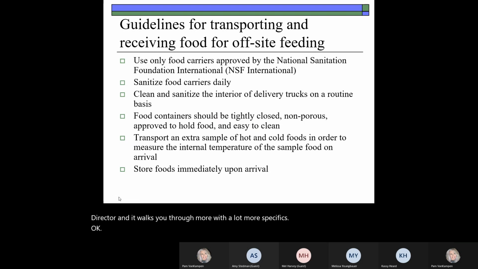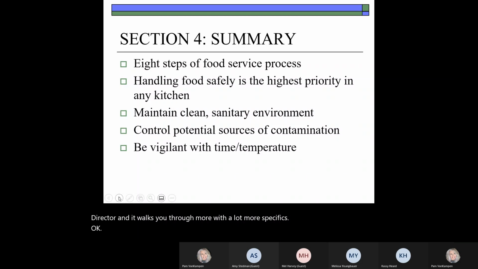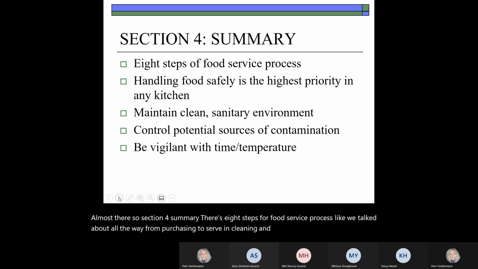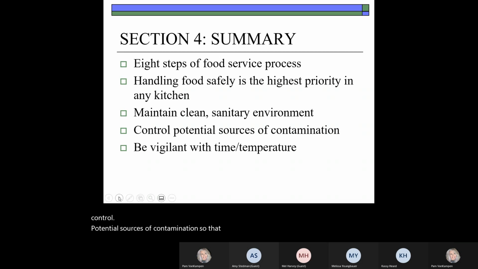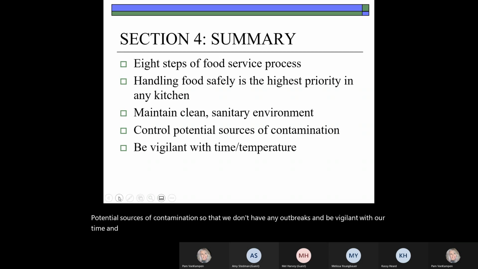Okay, almost there. So section 4 summary. There's 8 steps for food service process, like we talked about, all the way from purchasing to serving, cleaning and sanitizing. Handling food safely is our highest priority in any kitchen. Maintaining a clean sanitary environment is also a priority. Control potential sources of contamination so that we don't have any outbreaks, and be vigilant with our time and temperature and with recording them.